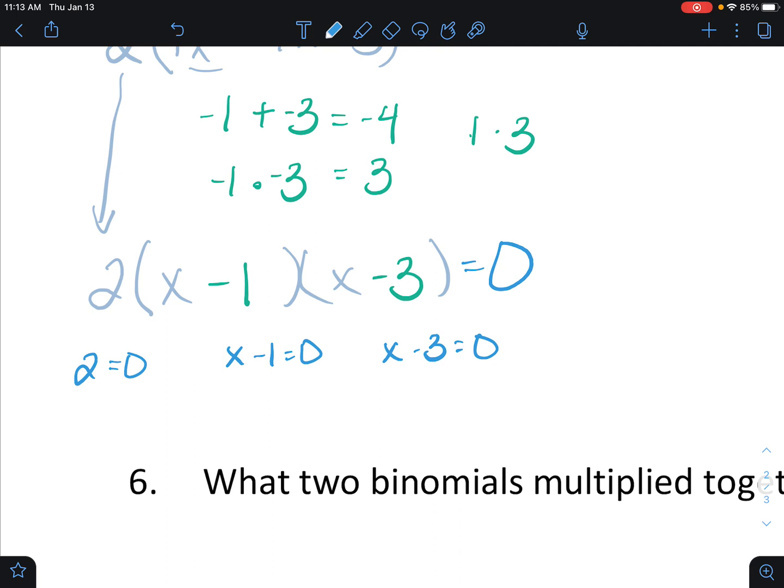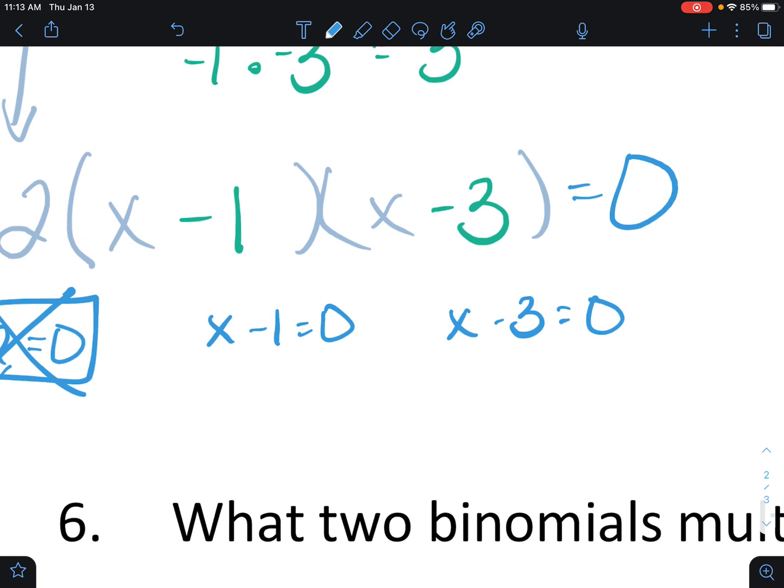Well, we know that if I look at the first little one, 2 does not, in fact, equal 0. So that does not help us out. That does not tell us where it hits the x-axis. So we can cross that one out because that doesn't actually help us at all.